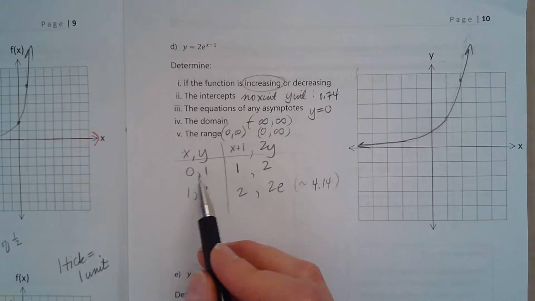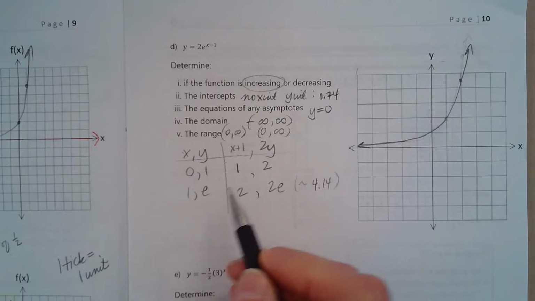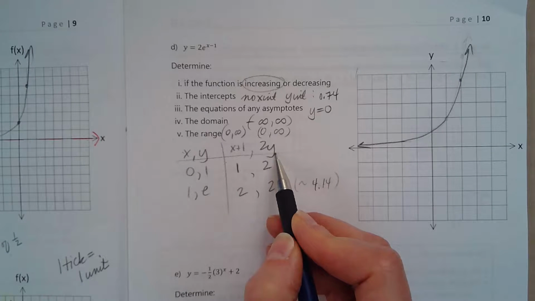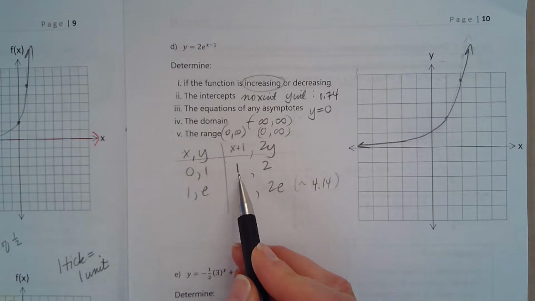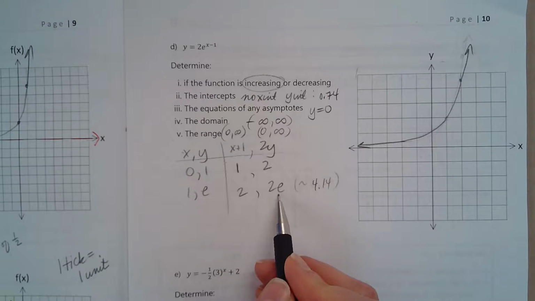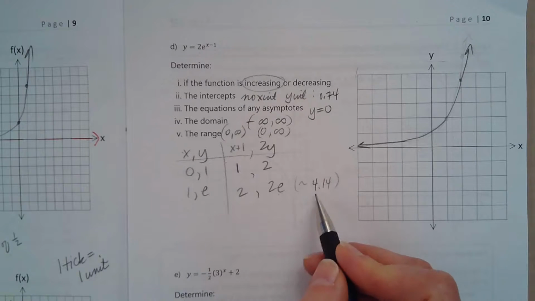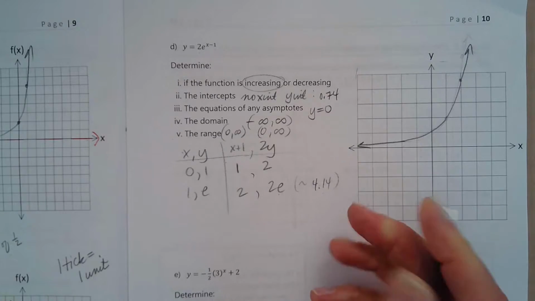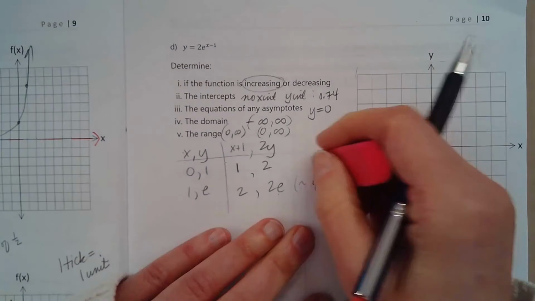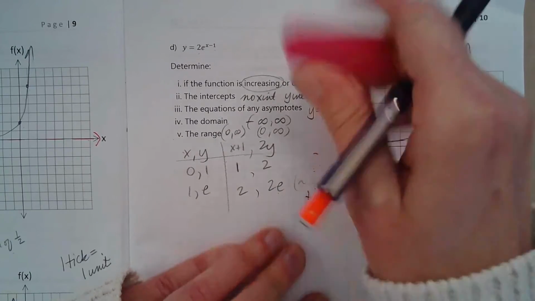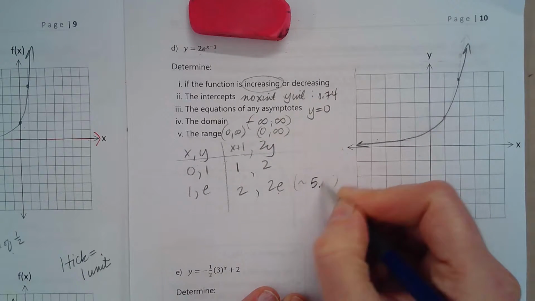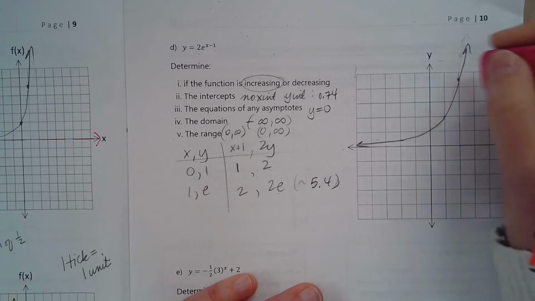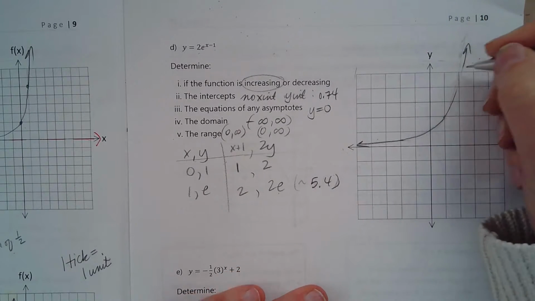So that would change my key point 0, 1, 1, e to, I'd have to add 1 to the x's if they shift right and multiply by 2 the y. So that gives me 1, 2 and 2, 2e, which is about 4.14, right? No, 5.4. Is it? Thank you. 5.4, thank you. Oh yeah, 2.7 is 5.4. Okay, so this point has to be up a little bit.